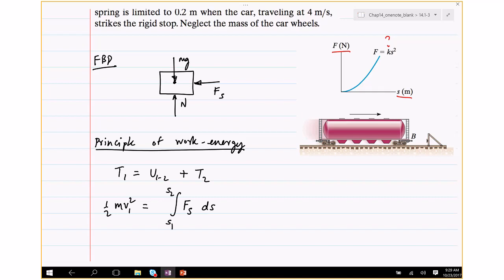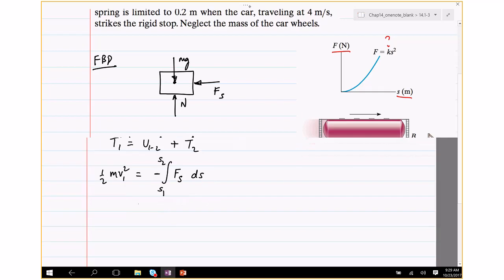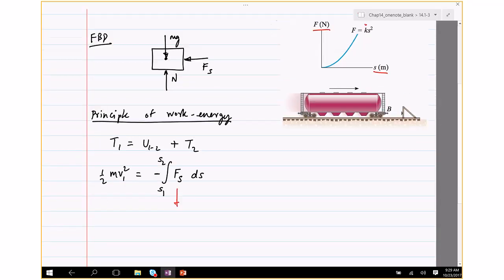Because the spring is getting compressed, and the property of a spring is that it always wants to spring back to its original length, the spring force is acting to the left, as I've shown in the free body diagram. The ds, the displacement, is to the right, because the trolley is moving to the right. So I need to put a negative sign because Fs is this way, left, and ds is this way.